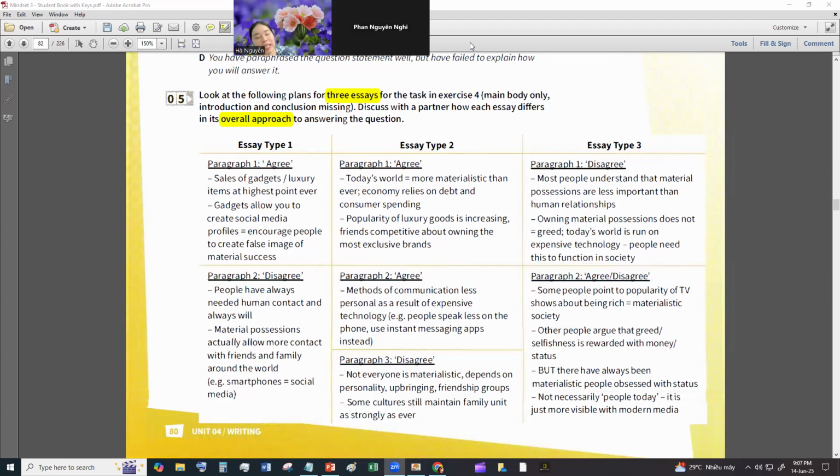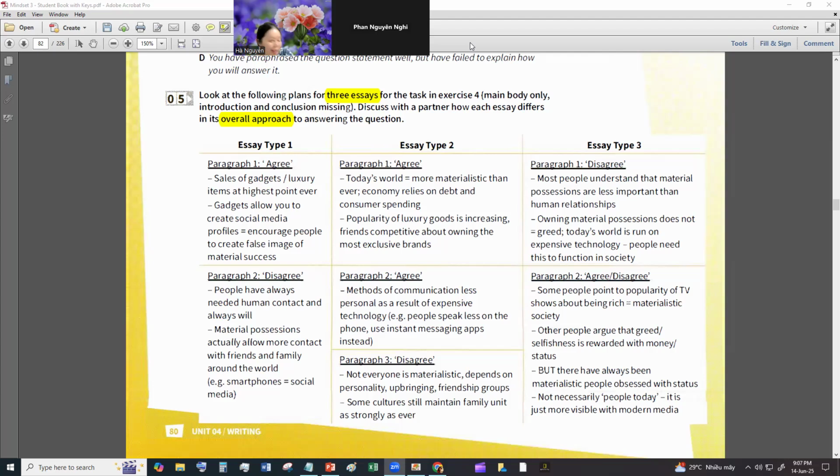Okay, essay type 1 is actually very easy to write because you spend one body paragraph to write about the point you disagree with, one body paragraph to write about the point you agree with, for example. So it's very easy to write.